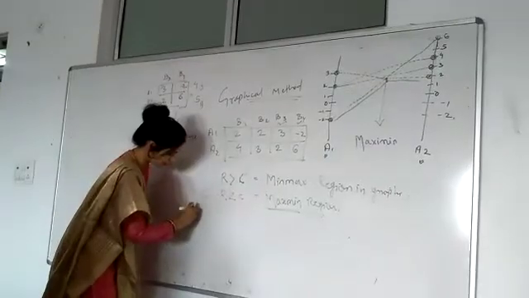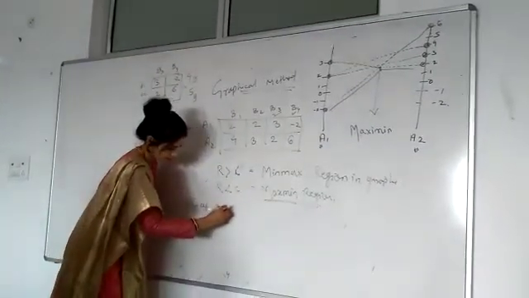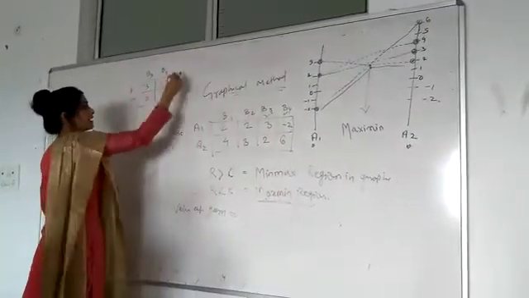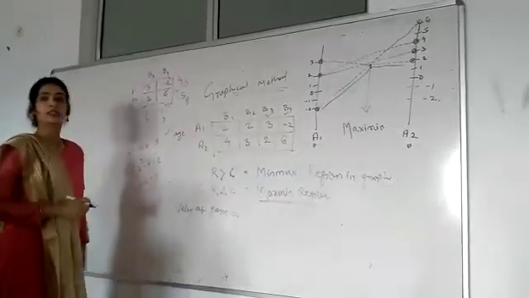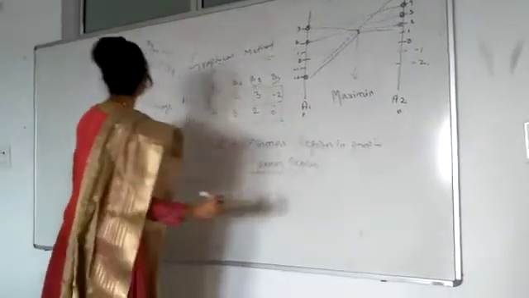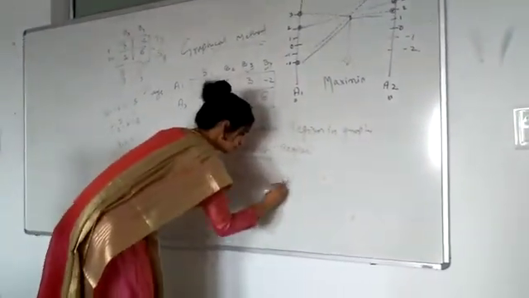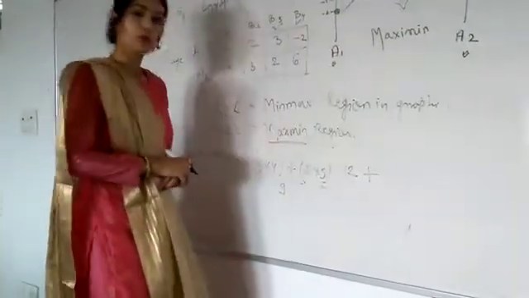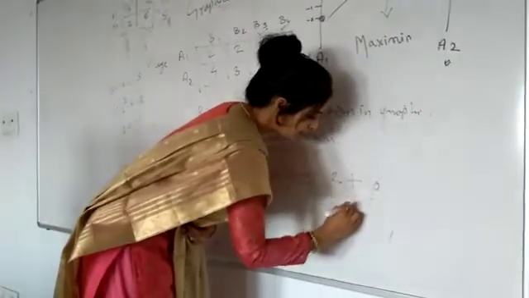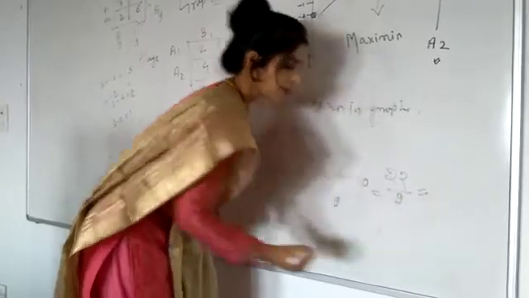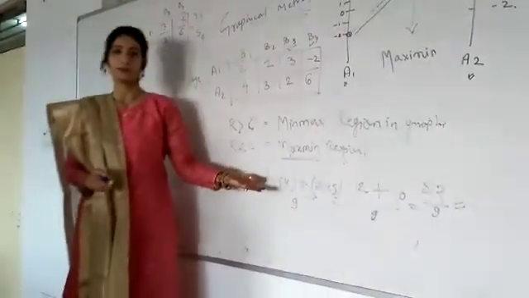Now the last point: what is the value of the game? The value of the game equals the B3 column multiplied by these numbers and divided by the total strategies. Now 3 into 4 plus 2 into 5, divided by 9, is the value of the game. 3 into 4 equals 12 and 5 into 2 equals 10. 22 divided by 9 is the value of the game. That is your answer. Thank you, students.